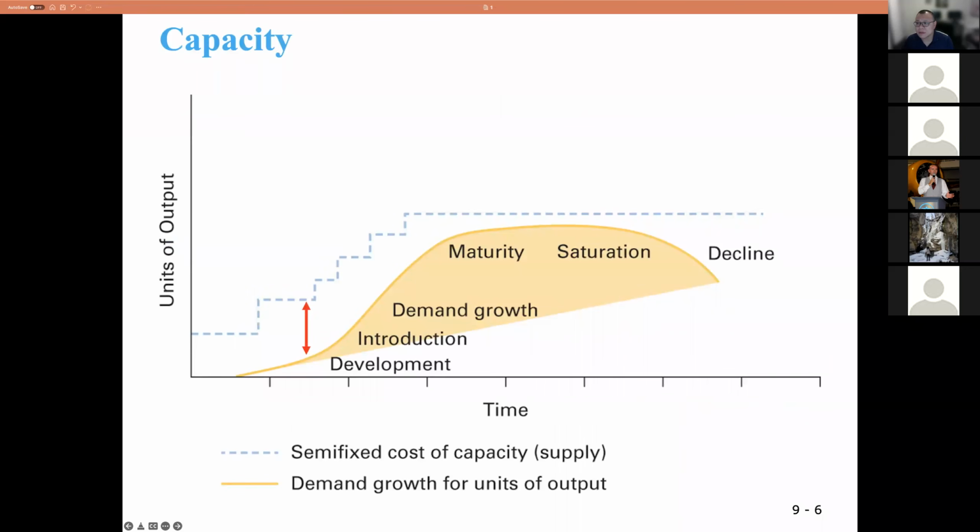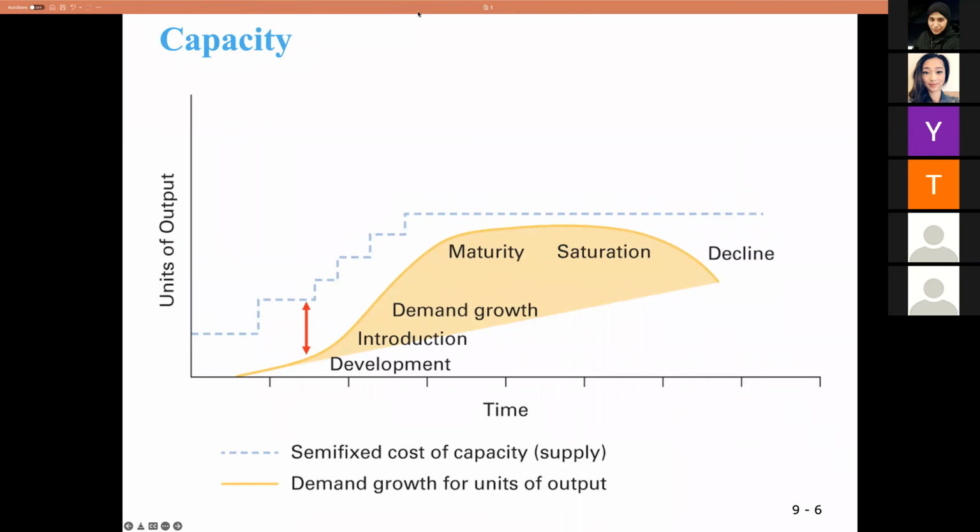Okay, so can somebody please mute yourself? So who is this student?